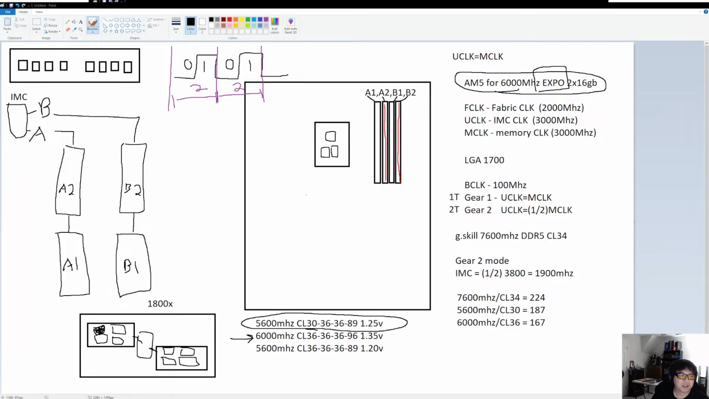So, all right guys, I hope you found this stream informative, because it was interesting. I do want to do some more separate videos talking about memory, but I need to first figure out how to get my 5600 kit to do 6000 reliably without having to go out and buy another set of memory, because I really don't want to do that.